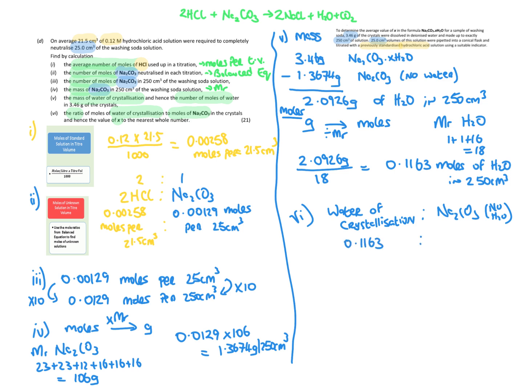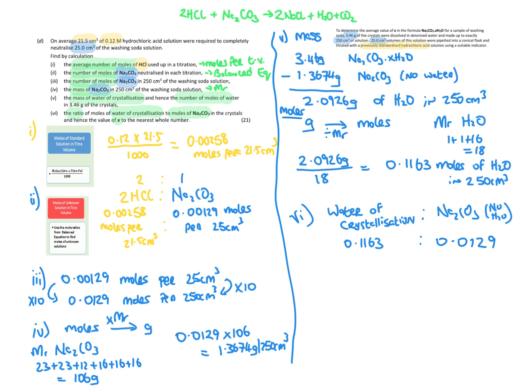0.1163. And we're comparing this to the number of moles of sodium carbonate, anhydrous with no H2O in it, in 250 centimeters cubed, and that was figured out here in part 3, which is 0.0129 moles. Now, they then ask you to hence find the value of X, correct to the nearest whole number, where X is the number of water molecules that's present.